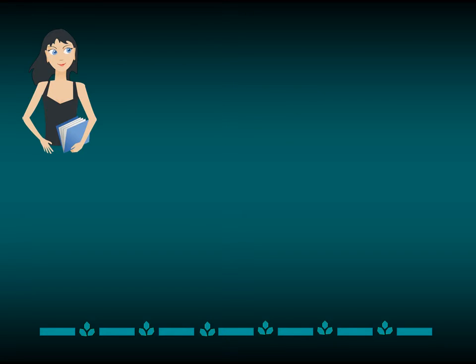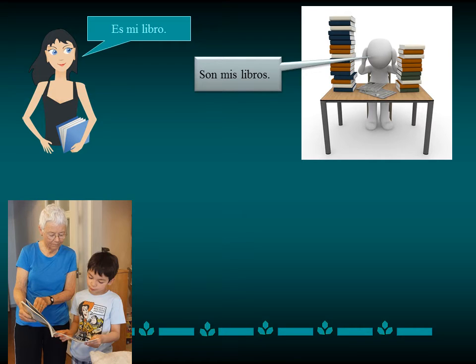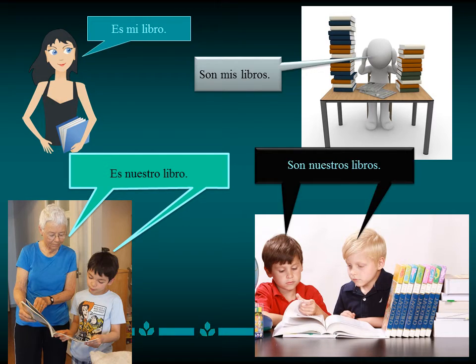We'll take a look at that here. So, es mi libro. It's my book. We use mi because it's one book. And here we've got a guy with a bunch of books. Son mis libros. They're my books. Here we've got 2 people with a book. Es nuestro libro. It's our book. And here we've got 2 kids with a bunch of books. Son nuestros libros. So we change it depending on the gender and the number of the objects being owned.